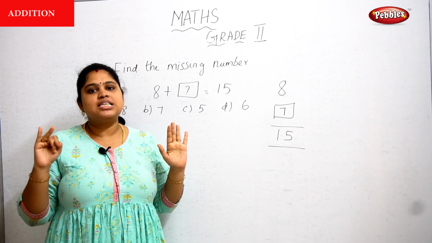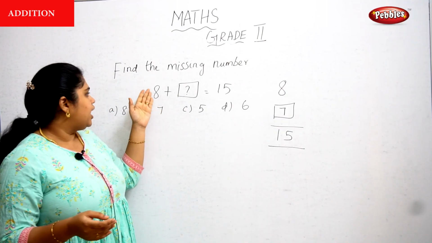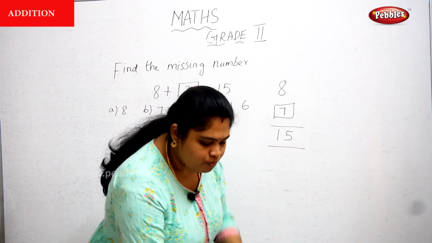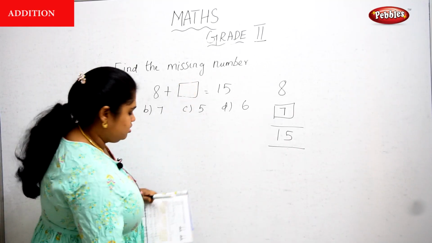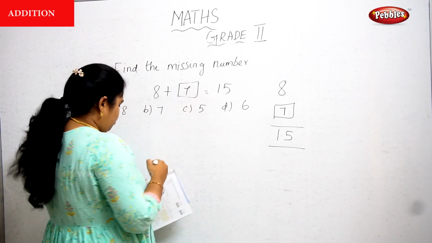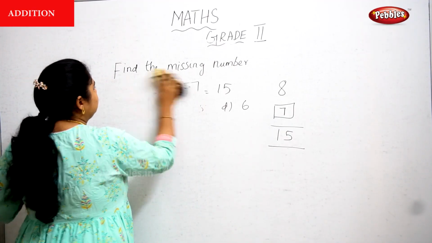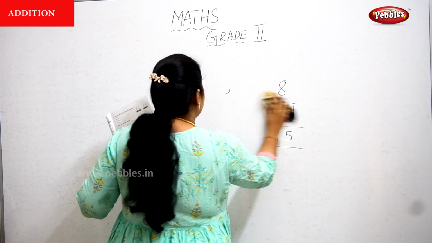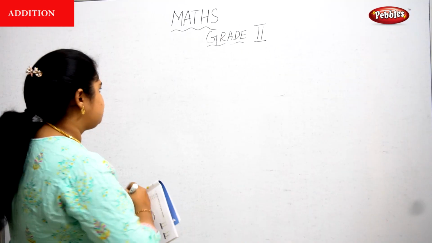So how many fingers have I left? 7 fingers I have left. Okay, so 8 plus 7 is equal to 15. So 8 plus 7 is equal to 15. Okay, so the next question is going to be a set of questions. I will explain it once I have finished with the question.